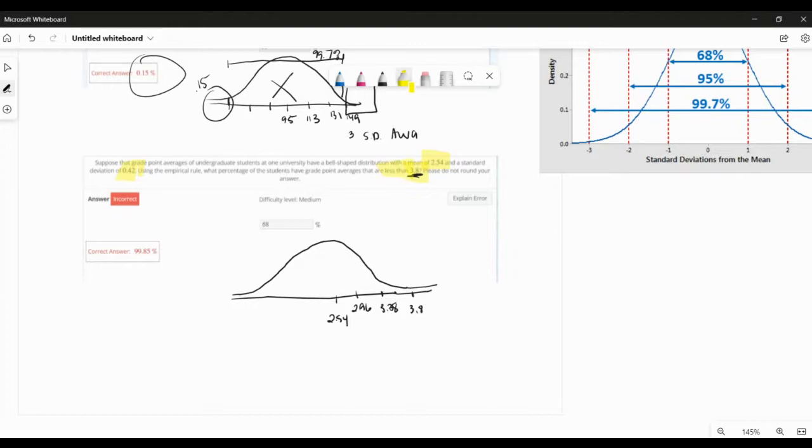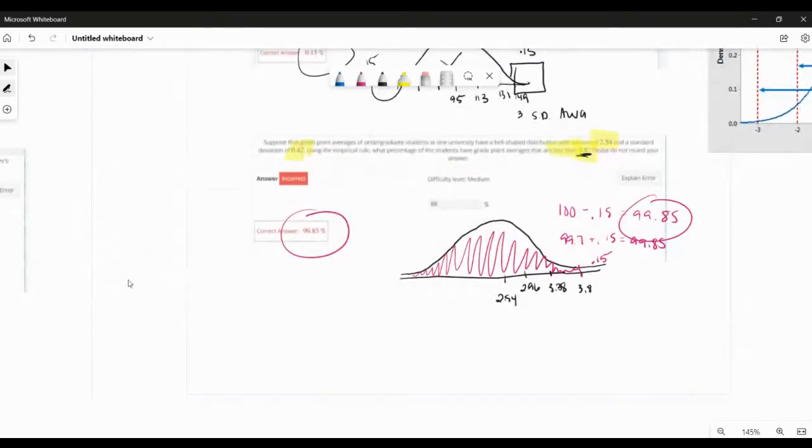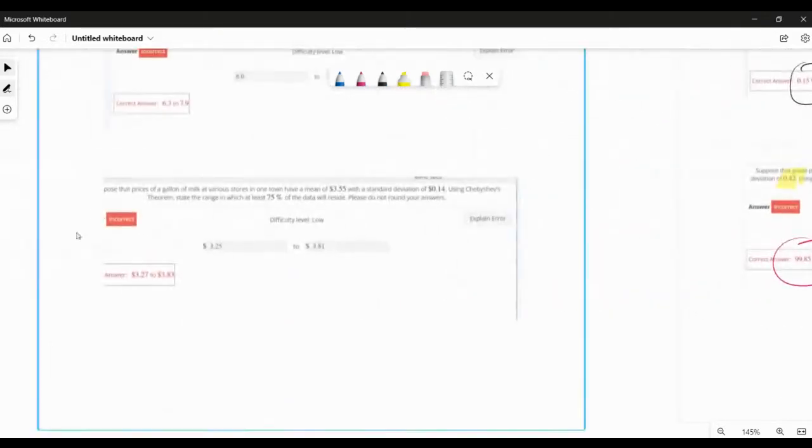Now, the keyword here is less than, so I want all of the area to the left of that number. So I basically just don't want this little area of 0.15 over here. Okay, so I could do 100 minus 0.15, which would be 99.85, or I could think about it as 99.7 plus 0.15. Either way, I'll get 99.85 as my answer. Okay. All right, now let's go back and do these two problems here.